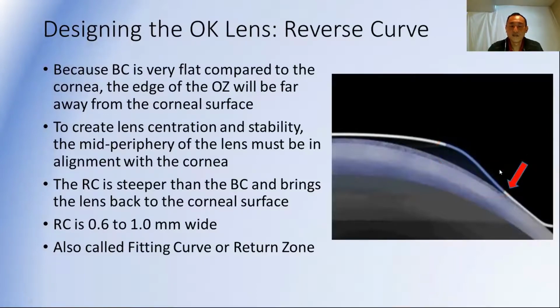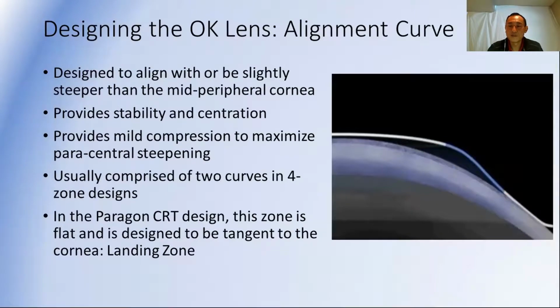And then you have the alignment curve, which is the mid, out towards the periphery of the lens. That's designed to be in alignment with the cornea, or maybe even a little bit steeper than that peripheral cornea, to create a mild compression out there. And that also allows the lens to stabilize and stay centered on the cornea. So if you're having a problem with the lens going off center, sometimes that alignment curve is a part of the lens that you're going to adjust to make it fit better.